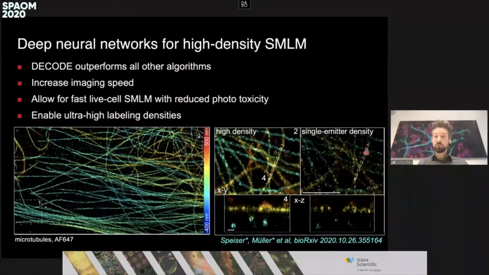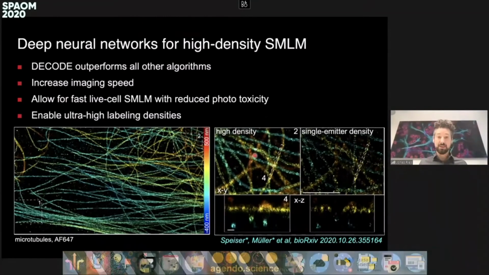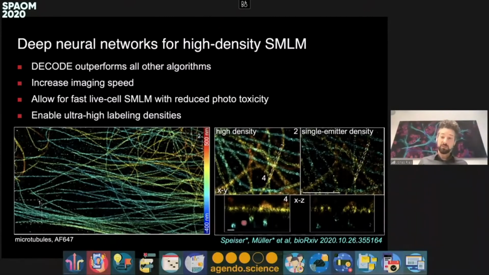But then we end up again with these kind of sparsely labeled structures, which don't show as many details as we would like to. Now with Decode, we can image these samples from the beginning and indeed reach much higher labeling densities than after pre-bleaching. And as you see here in the side view reconstructions, if you compare them, we really can see additional features due to this strong labeling. For instance, this hollow cylinder-like structure here on the left-hand side, that is difficult to see if we only see the single fluorophores.